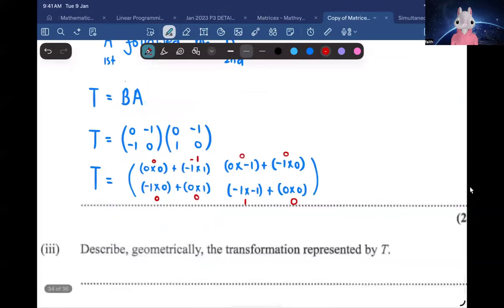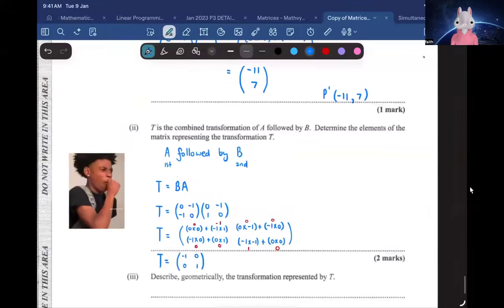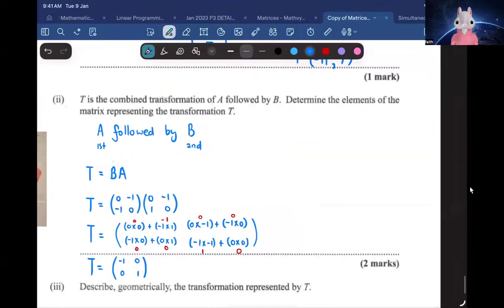So T would just be equal to 0 minus 1, which is just minus 1. 0 plus 0 is 0. 0 plus 0 is 0. 1 plus 0 is 1. You okay with that? Yes, sir. Okay, good. So guys, anytime you're doing a combined transformation question, it's always the second one by the first one. The order matters. If you say the first by the second, you're going to get it wrong.